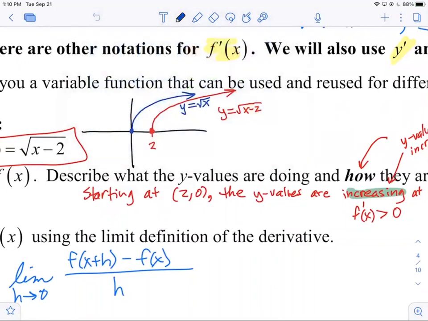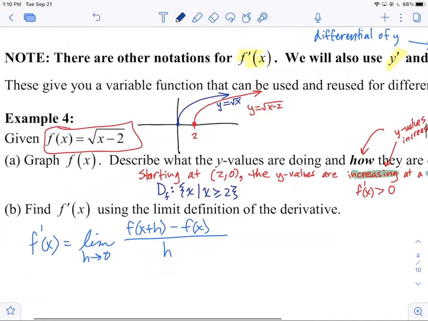Let's talk about the domain of the function f, okay? It starts at x equals 2. So it's the set of all x such that x is greater than or equal to 2, right? That's where the graph lives. For all values 2 or greater, the function is going to have an output, a y value. Piece of cake. All right, so now we're trying to find the derivative function.